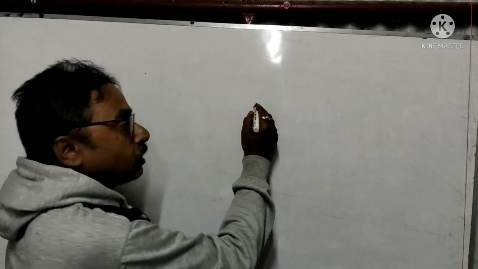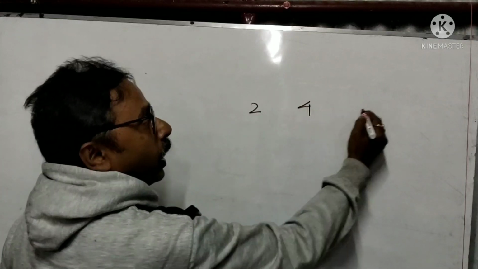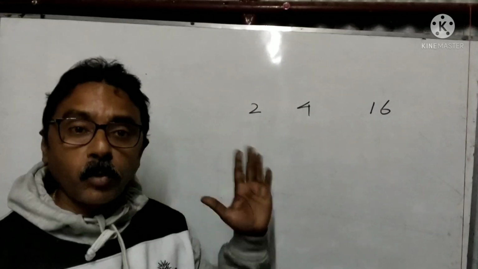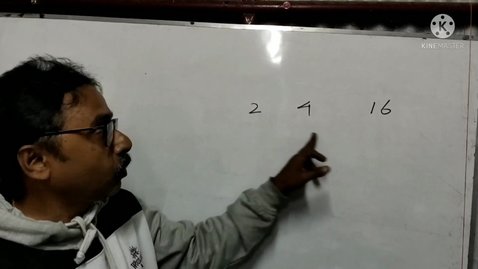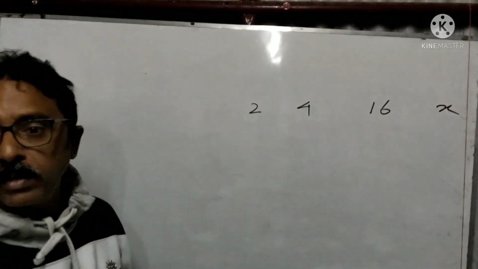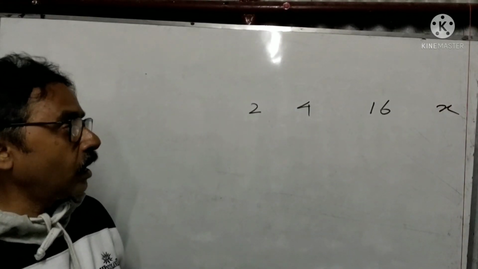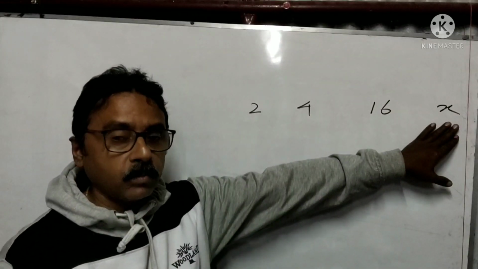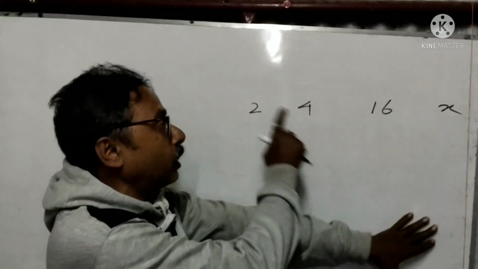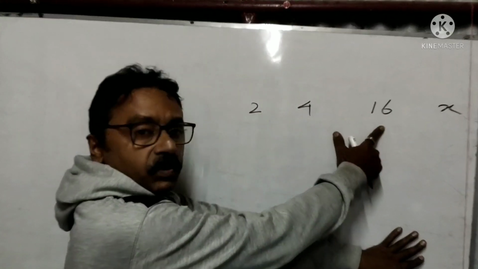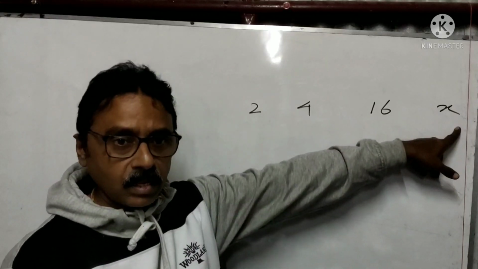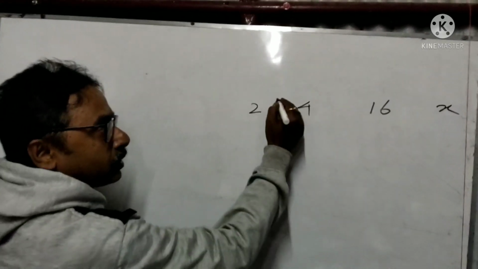Now, suppose 2, 4 and 16, out of four numbers that are in proportion. We don't know the fourth proportion, it is unknown. If it is not given, we can assume it to be x. Out of these four numbers, the first, second and third are given. The fourth one we don't know, we have to find it out. Let it be x. Now if these are in proportion, what can we write?